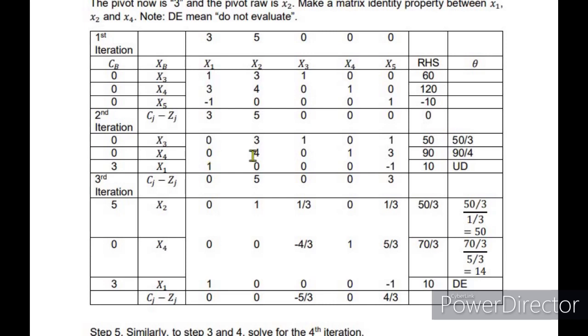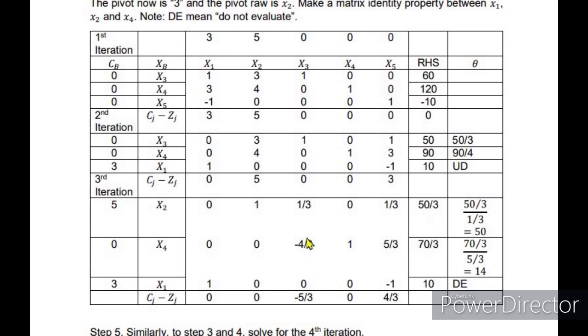Okay? So 0 divided by 3 is 0. 3 divided by 3 is 1. 1 divided by 3 is 1/3. 0 divided by 3 is 0. 1 divided by 3 is 1/3. 50 divided by 3 is 50 over 3.